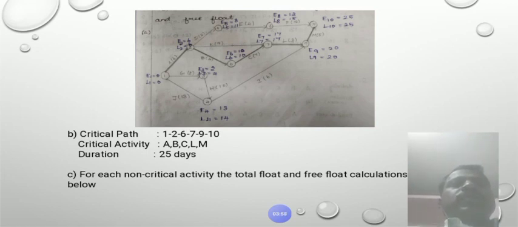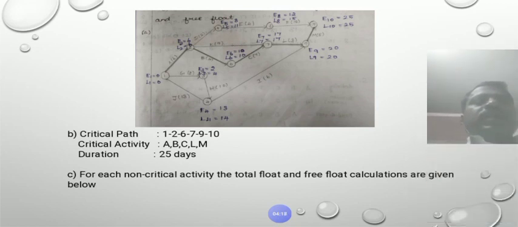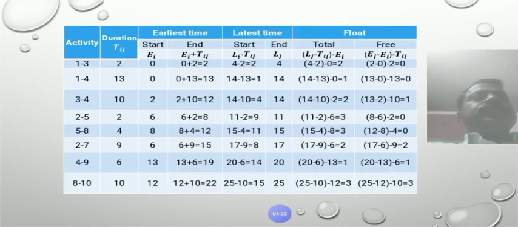Next, the project completion time. The project completion time is given by the last node, where earliest time and latest time are the same, 25. Therefore, 25 days is the project completion time. Next, for the non-critical activities, we find the total float and free float. For each non-critical activity, except A, B, C, L, M, the total float and free float calculations are given below.